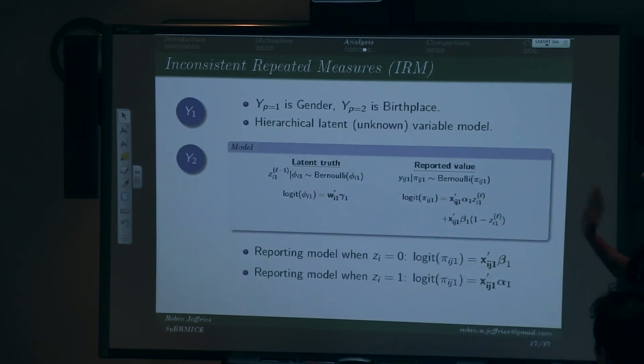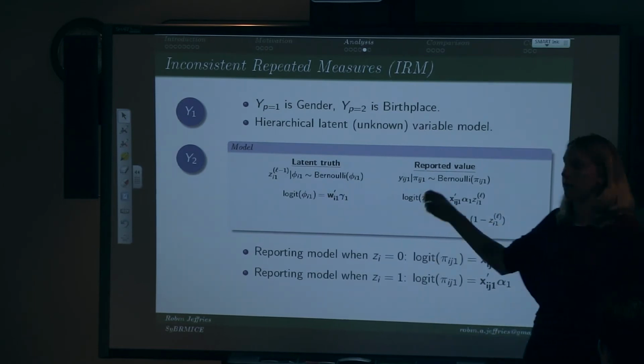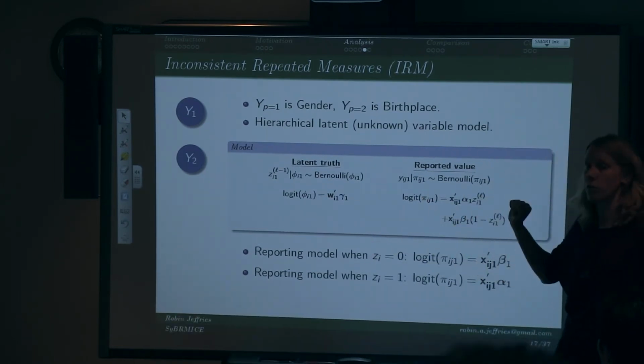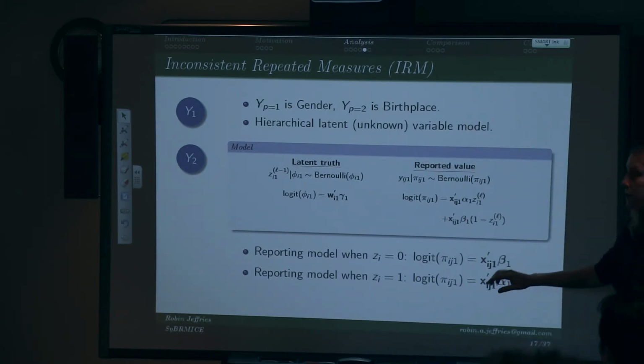So, either way, it's a mixture model. The model used to predict how you report the variable of interest will differ based off of what the predicted value for the true value of that variable is. Again, Y1 and Y2, gender and birthplace, have the same model, the same structure.